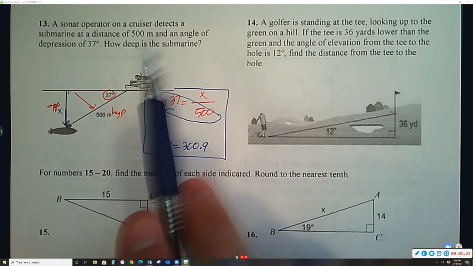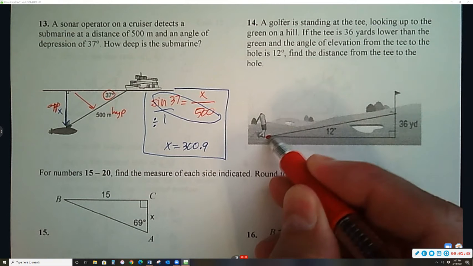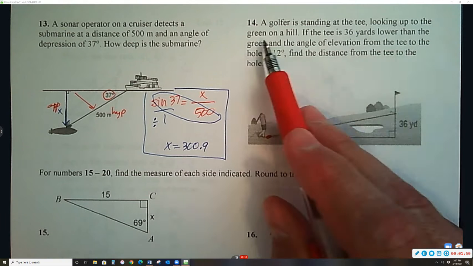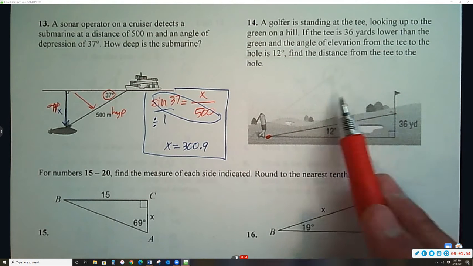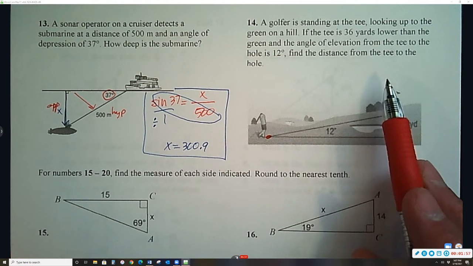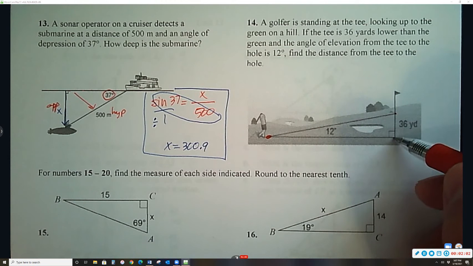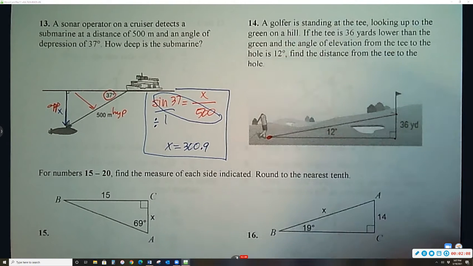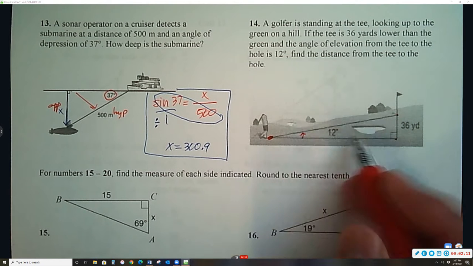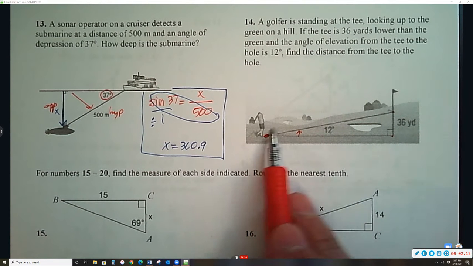14. A golfer is standing at the tee. Here's the tee. Here's the golfer looking up to the green on a hill. So he's looking up this way. If the tee is 36 yards lower than the green, so the green's up here and the tee is 36 yards lower, and the angle of elevation from the tee to the hole is 12 degrees. So actually the angle is this angle. It's just way out here because they couldn't draw it in there, it's too small. Find the distance from the tee to the hole.